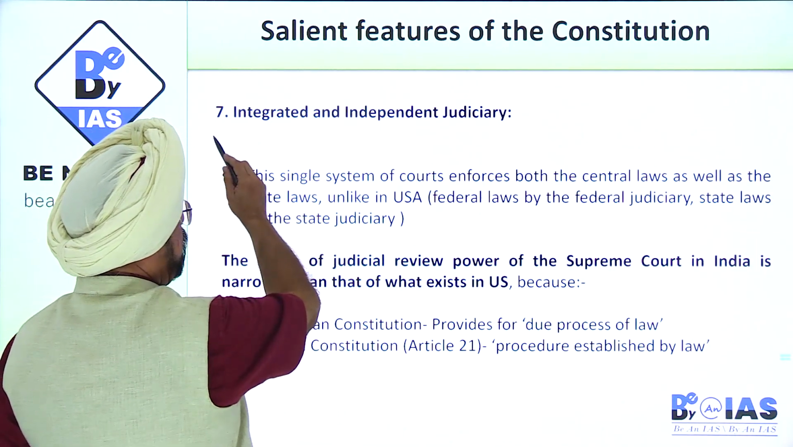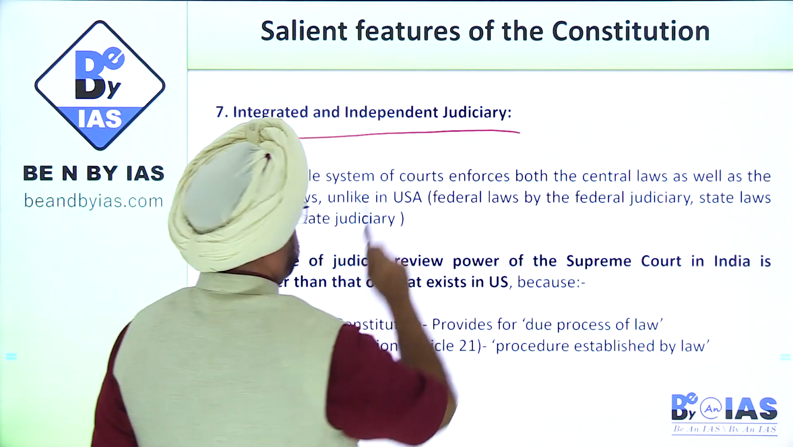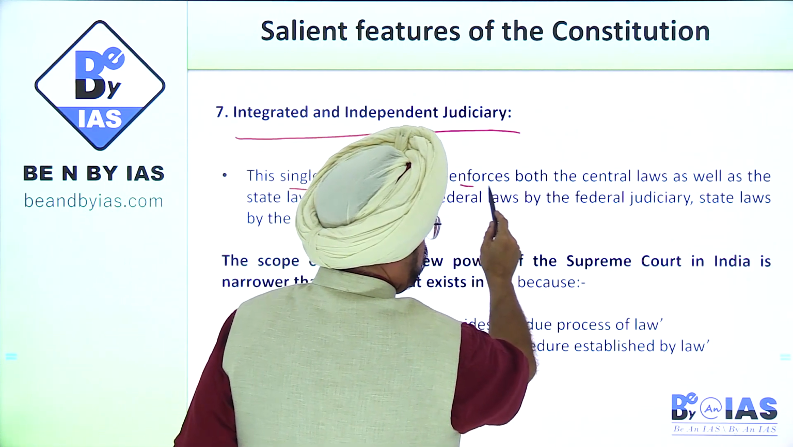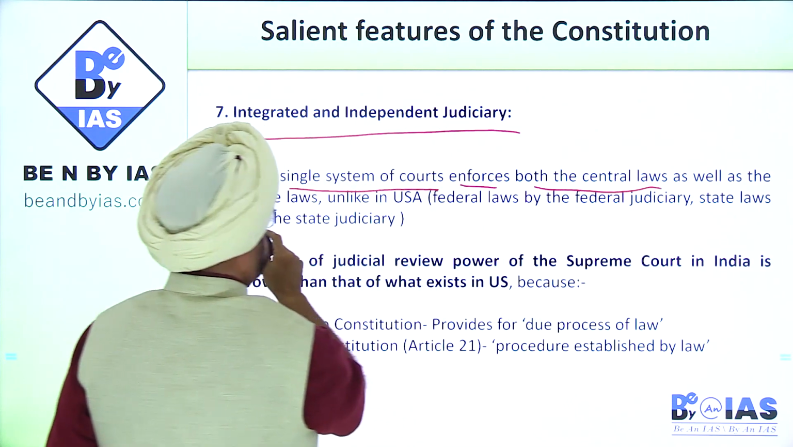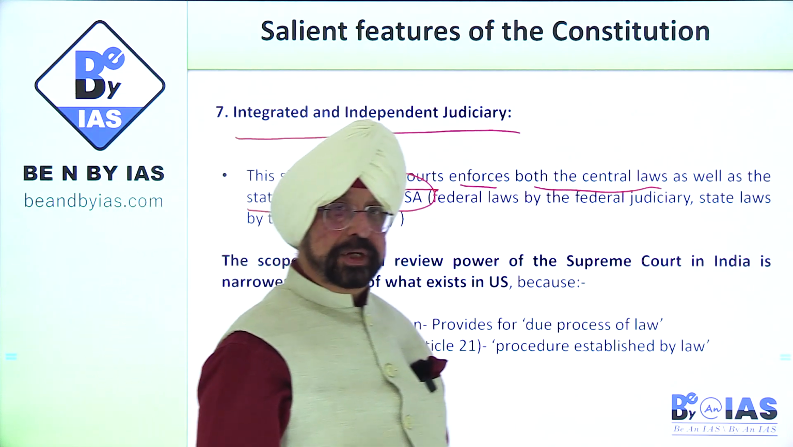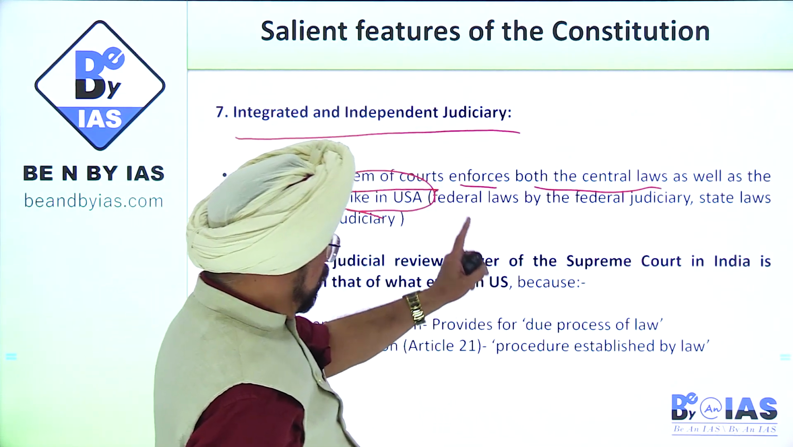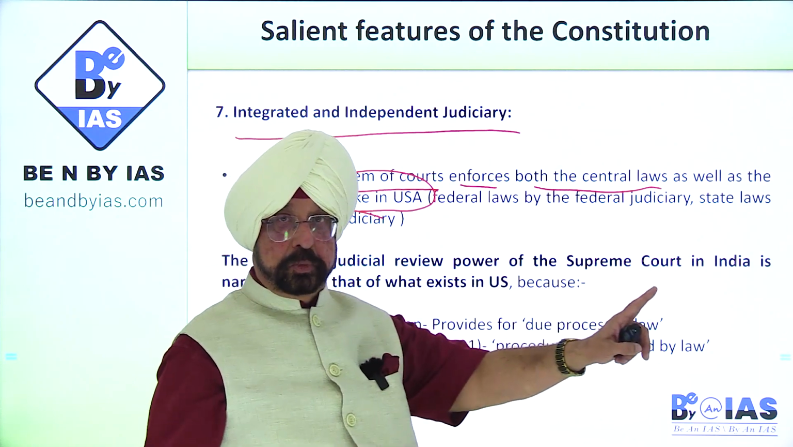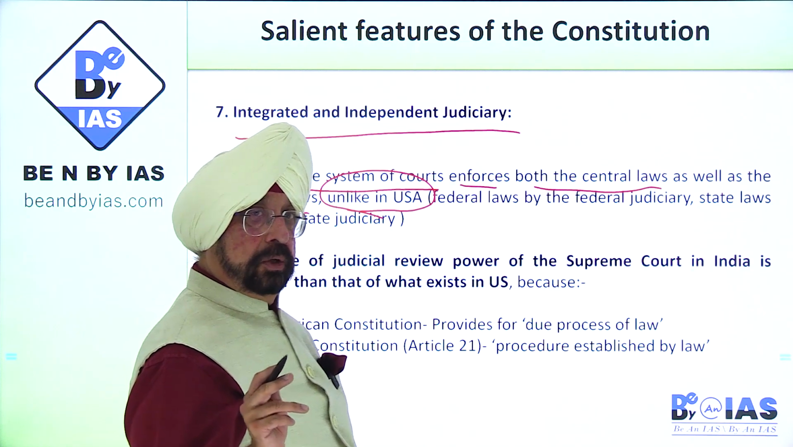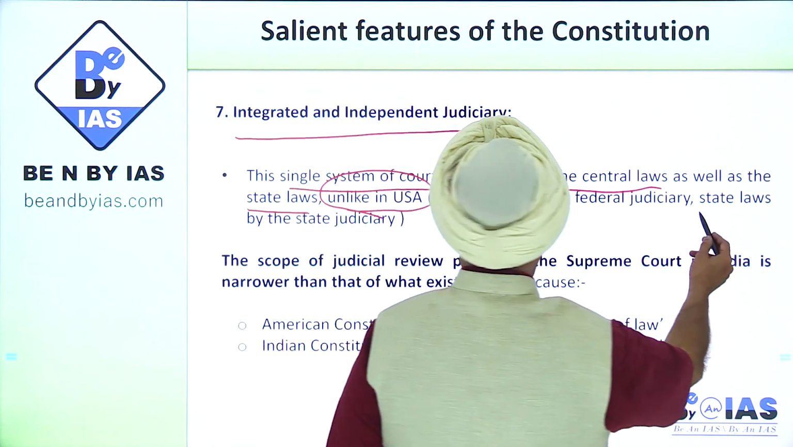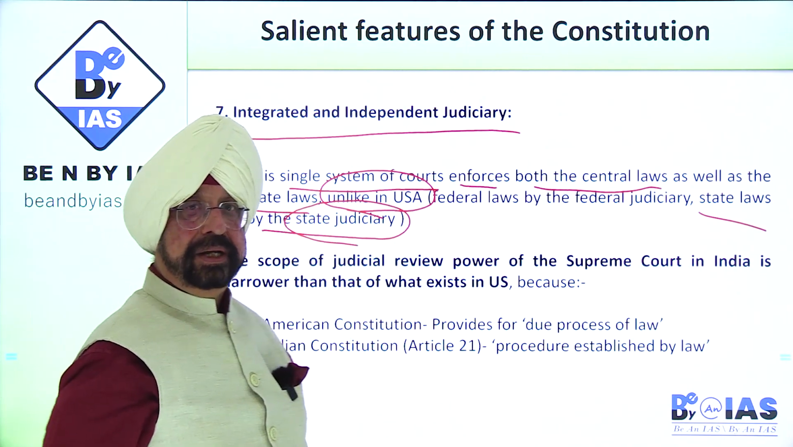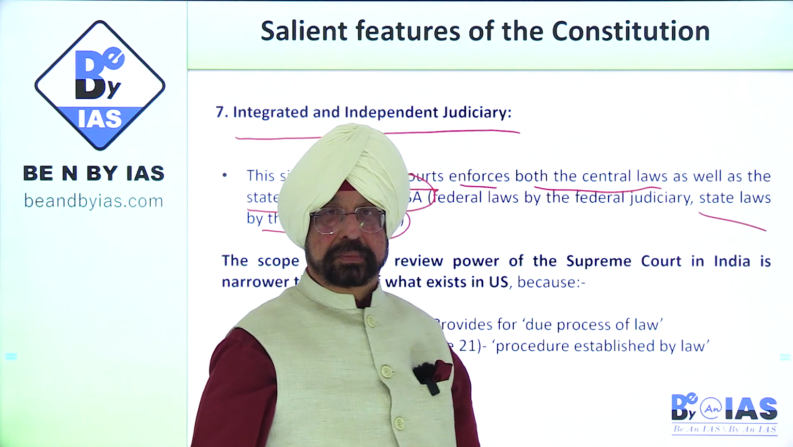Now we have the integrated and independent judiciary. There is a single system of courts which enforces both the central laws as well as the state laws, unlike in the USA. Now, what is the position in the USA? They also have a federal court, that is the Supreme Court. But the Supreme Court will not rule on the state laws. That is left to the state judiciary because they have a truly federal system.